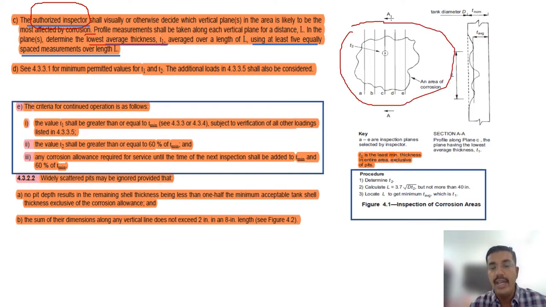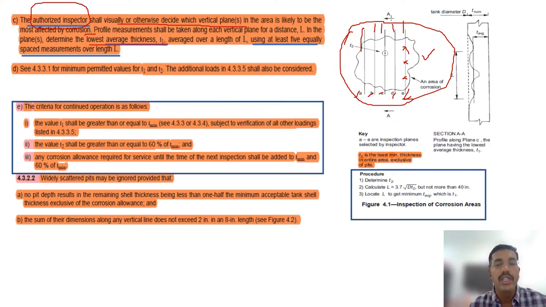As I told, if you take this susceptible area, or as it is written here, visually or otherwise decide which vertical plane, let's say this vertical plane, the authorized inspector identifies. Then we have to put 5 lines. After putting the 5 lines, we have to take the T minimum, the minimum value, and make the lowest average. Lowest average means A, B, C, D, E, all the points wherever you do the testings. Just make the average for each line, then take the lowest one and make a T average.